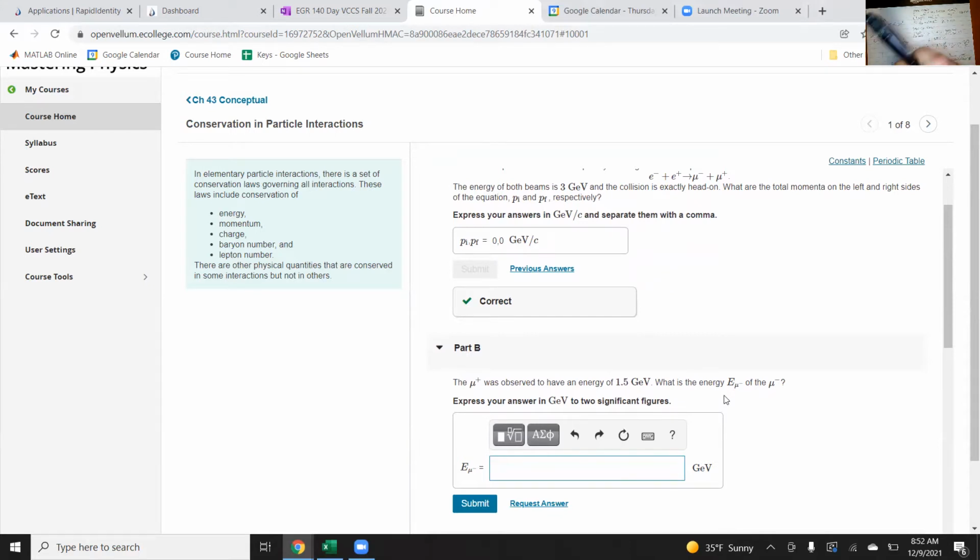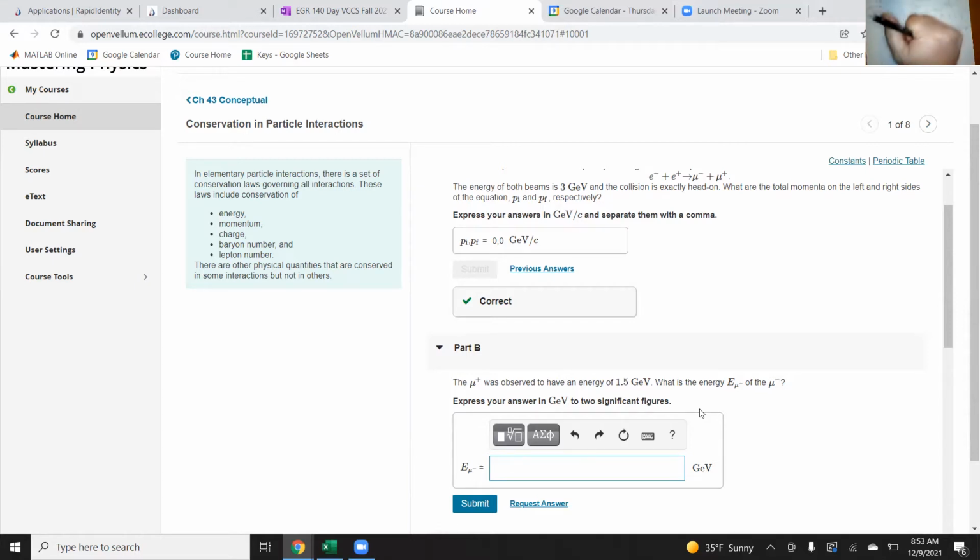Because remember, I told you the muon weighs about 207 times heavier than the electron. So the total energy has to be the rest energy of the electron, the kinetic energy of the electron, the rest energy of the positron, the kinetic energy of the positron. So the total energy before would be 0.511 MeV plus 3 GeV plus 0.511 MeV plus 3 GeV. And then the same thing over here, except it'd be mc squared plus its energy, and then mc squared, which is the same as that one, plus its energy.